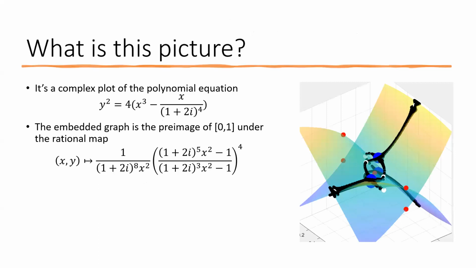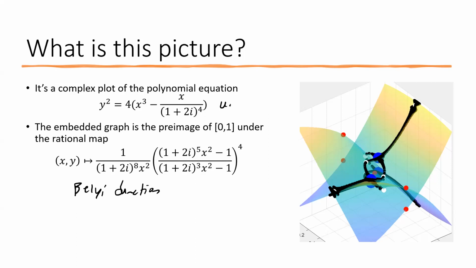So here's the picture for the complete regular dessin of K5 embedded in the torus. This picture here is the complex plot of the polynomial equation y squared equals 4 times x cubed minus x over (1+2i) to the fourth. And the embedded graph is the pre-image of the interval 0 to 1 under the rational map (x,y) gets sent to 1 over (1+2i) to the 8th times x squared times the fourth power of (1+2i) to the fifth times x squared minus 1 over (1+2i) to the cubed times x squared minus 1. So this is the Belyi function.